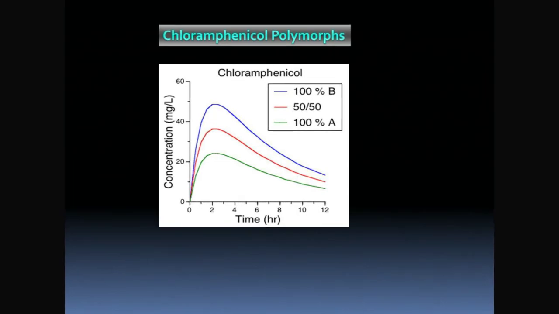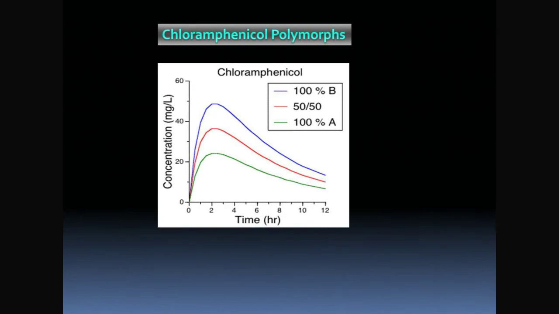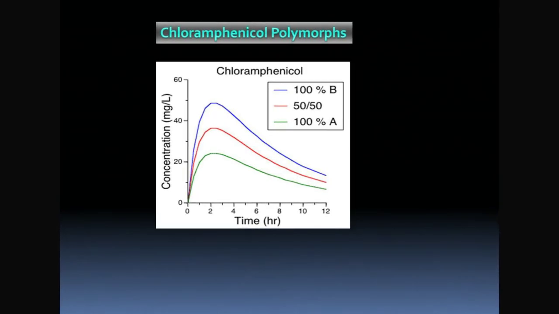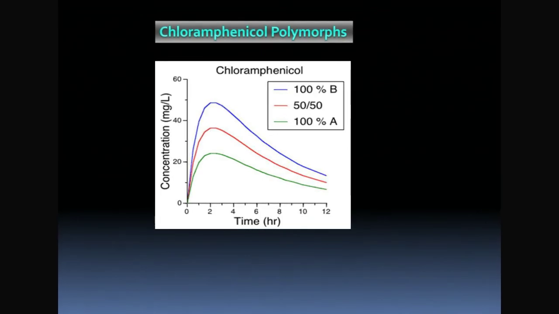By simply altering the internal crystalline arrangement without changing the chemical formula, we can manipulate the maximum concentration achieved in the blood. If you needed to double the effective concentration of this antibiotic without increasing the dose, which specific polymorph would you incorporate into your formulation?